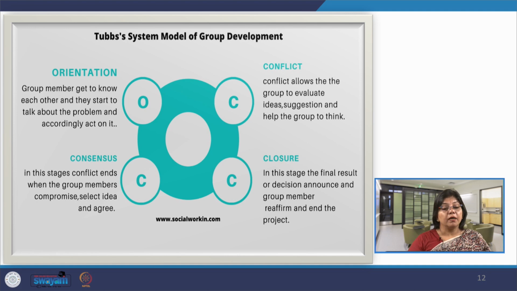So, this is how the TUP system model of group development functions. The significance of this kind of TUP system is based on its application that we are discussing right now. It is that the TUP system is very much applicable for developing any small group for any small project. So, this is the significance of the TUP system model of group development.